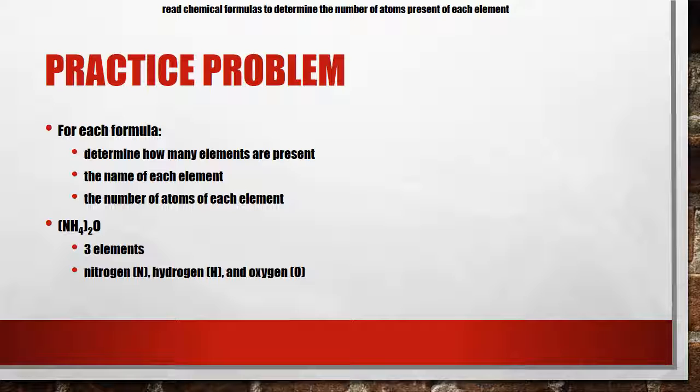And then as far as the number of atoms, we have 2 nitrogens. Again, remember this subscript 2 applies to everything in the parentheses. So I have 1 NH4, and then I have another NH4. So 1 nitrogen plus another nitrogen makes 2. And then for hydrogens, we would have 8, because I have an NH4 and then a second NH4. So 4 times 2 is 8. And then there is no subscript after the oxygen, so there is just 1 oxygen atom there.